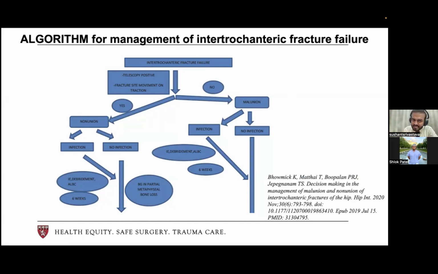If it's a non-union, then you check whether there is an infection or no infection. Now, if there is an infection, you go ahead, do an internal exploration, debride it, put in some local antibiotics and bone cement, and wait for 6 weeks for the infection to subside. When this happens, it again comes back to our group of no infection, wherein we use a bone graft in partial metaphyseal bone loss.